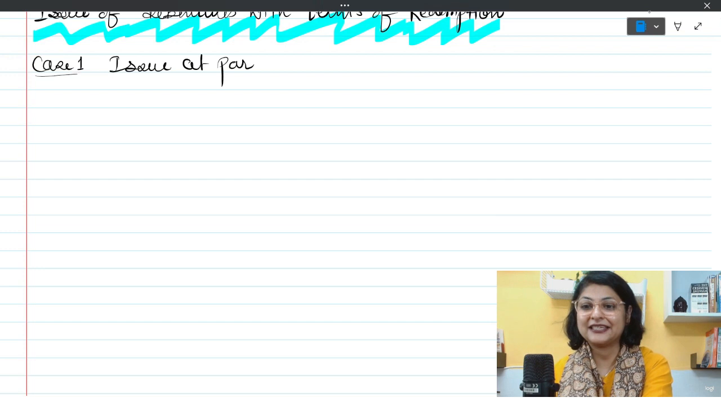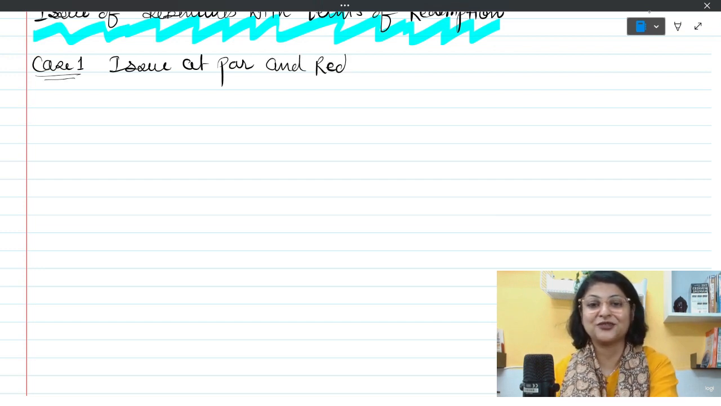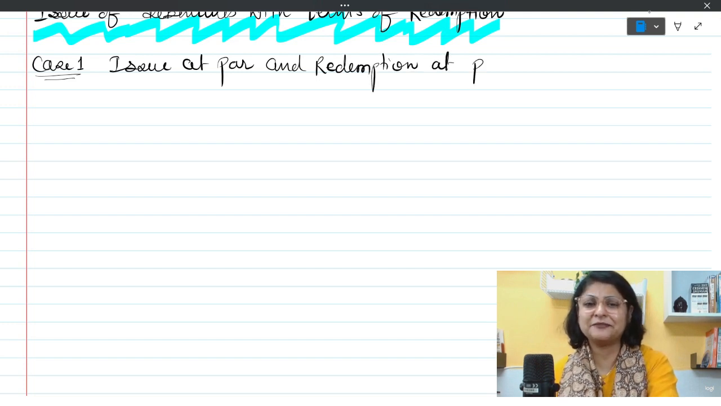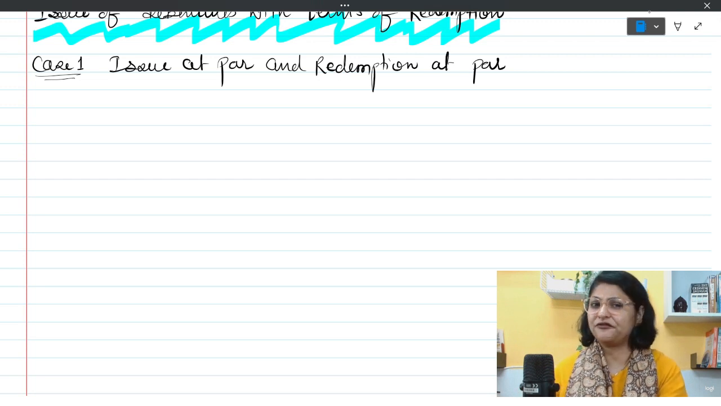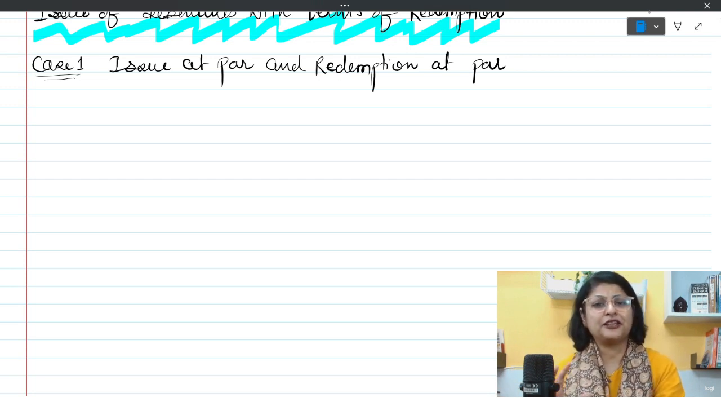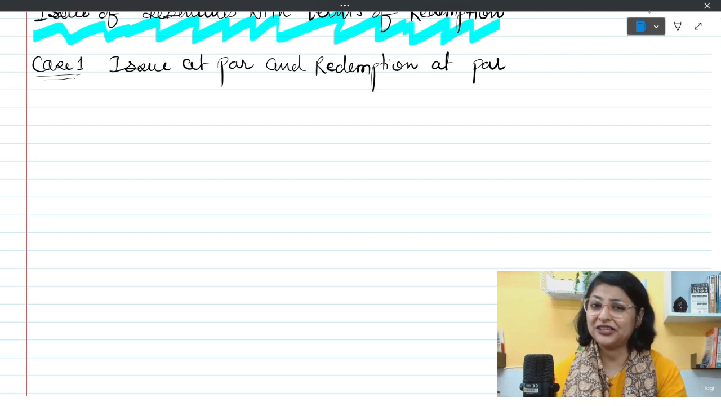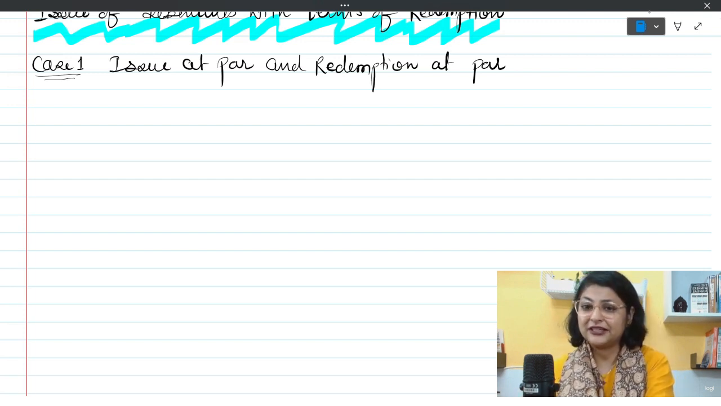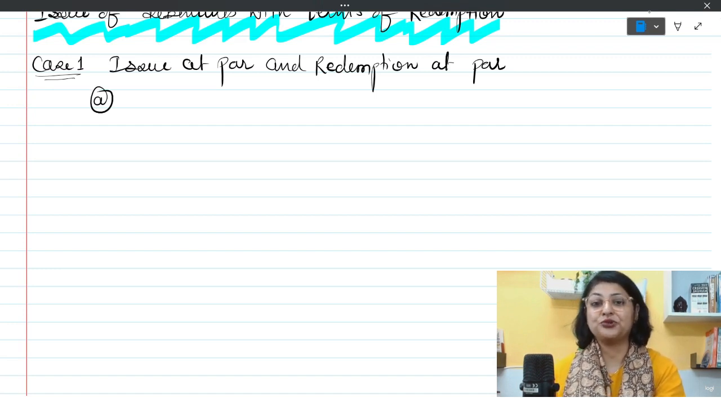So first case is issue at par and redemption at par. This is a very simple case. Here as such no difference is there, because we are not suffering any kind of loss, neither while issuing the debenture nor while redeeming the debenture. So what will be the journal entry? We will always assume in these cases that the debentures are issued in lump sum, means we are not taking any amount in application, allotment and call wise. We are taking all 100 rupees together.